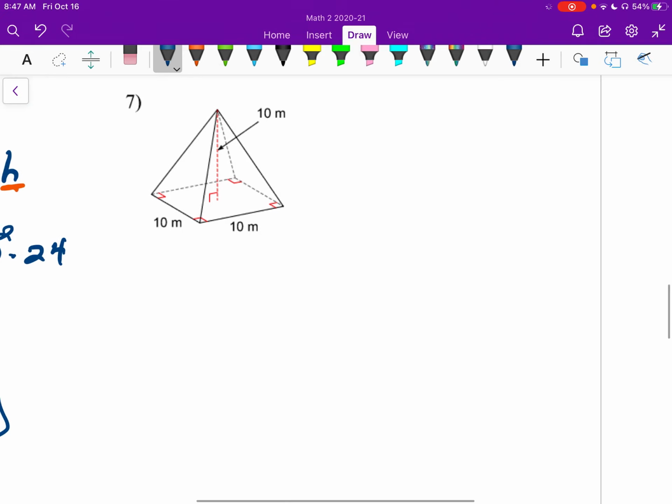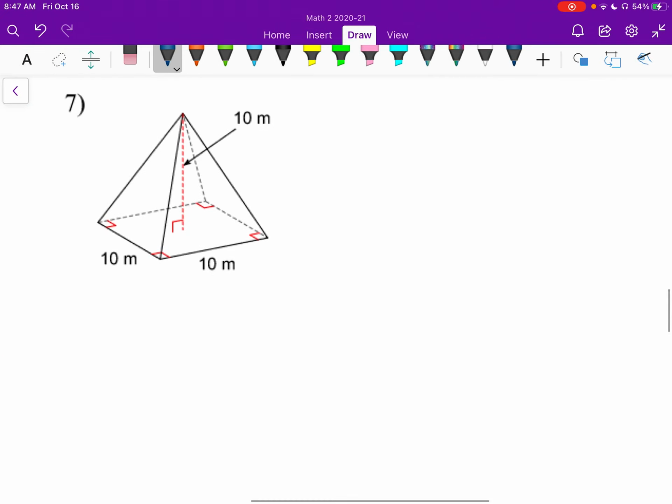All right, number 7. Here we have a square pyramid. Volume is 1/3 big base times height.